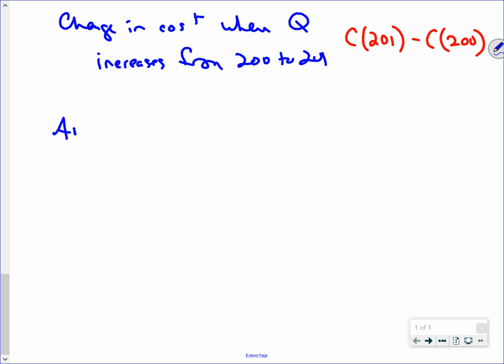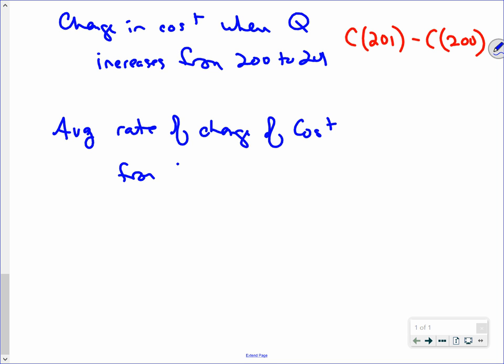You might be asked to find the average rate of change of the cost from Q equals 200 to Q equals 201. Sometimes that's wrapped in a little bit of language, but you can usually pull that out pretty easily. It's not usually very hard.